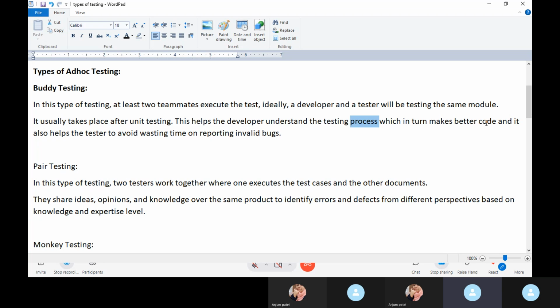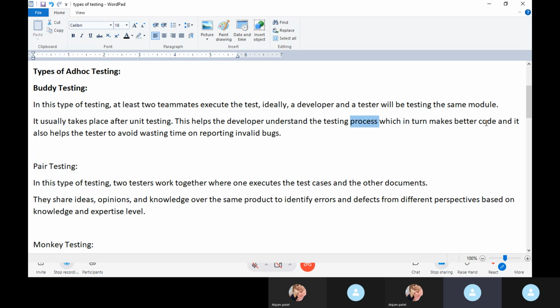And as a tester, if you find that something is not developed as per the requirement, or something is missing, or there is some problem, you will immediately notify the developer. So this is buddy testing.